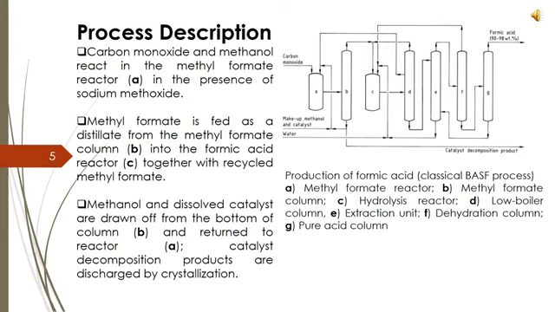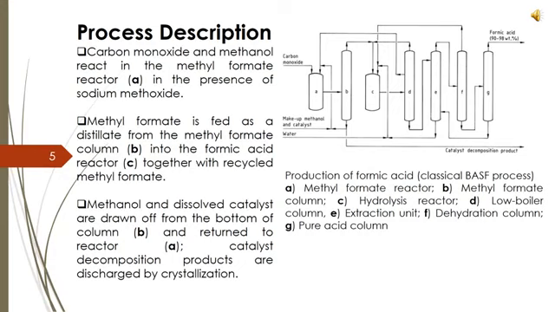Methanol and dissolved catalysts are drawn off from the bottom of column B and returned to reactor A. So methanol, or any catalyst that is left as a dissolved catalyst, is drawn off from the bottom of the methyl formate column and returned. As you can see, there is an arrow from the bottom of the methyl formate column moving towards the left-hand side and then going back into the methyl formate reactor.